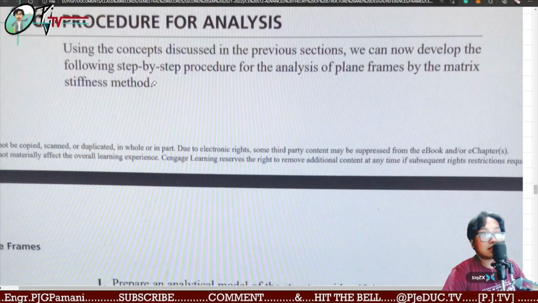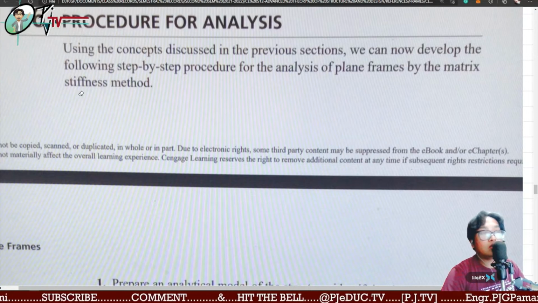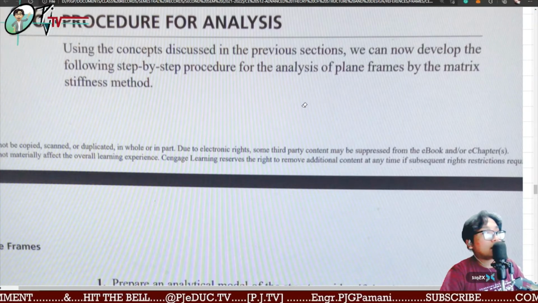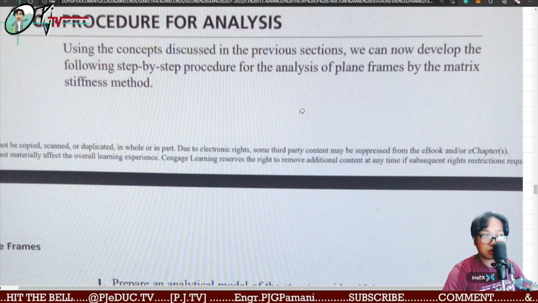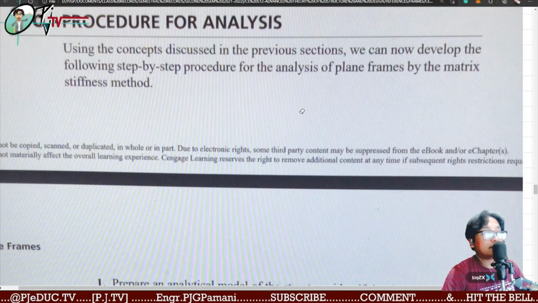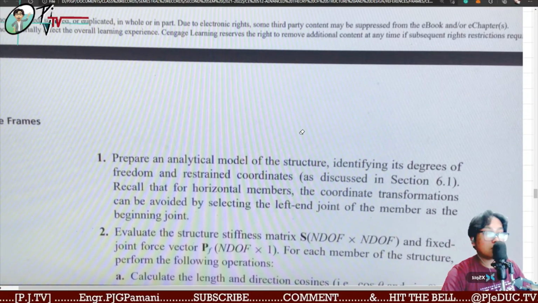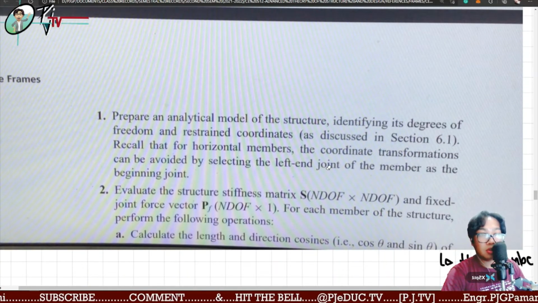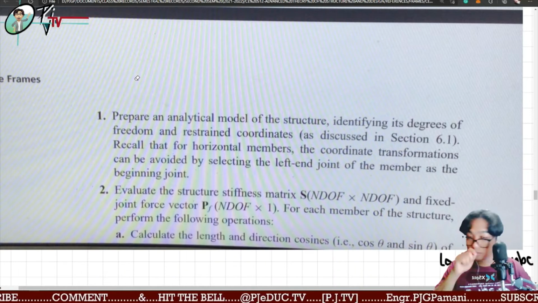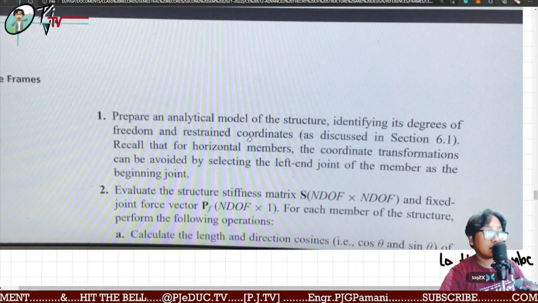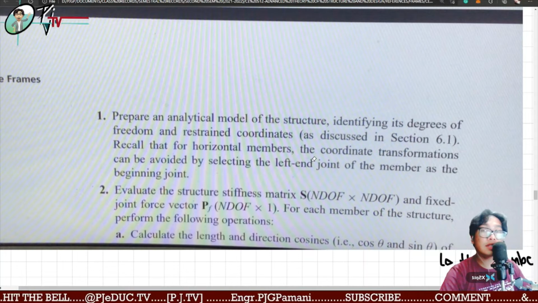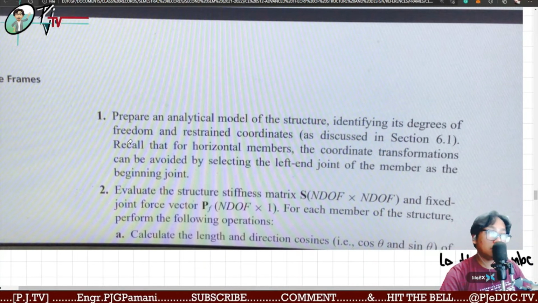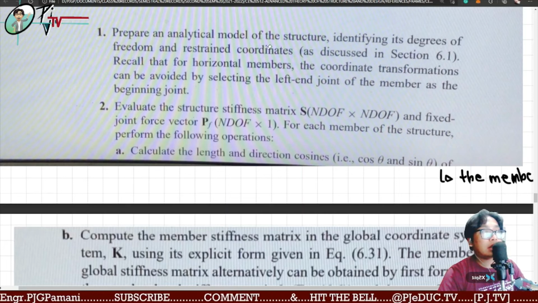Procedure for analysis. Using the concepts discussed in this particular lecture series, we can now develop the following step-by-step procedure for the analysis of plane frames by the matrix stiffness method. Though the variables that you will be seeing here are not the same as what I'm using in our examples or in the previous lectures, pretty much the procedure is the same. Prepare an analytical model.